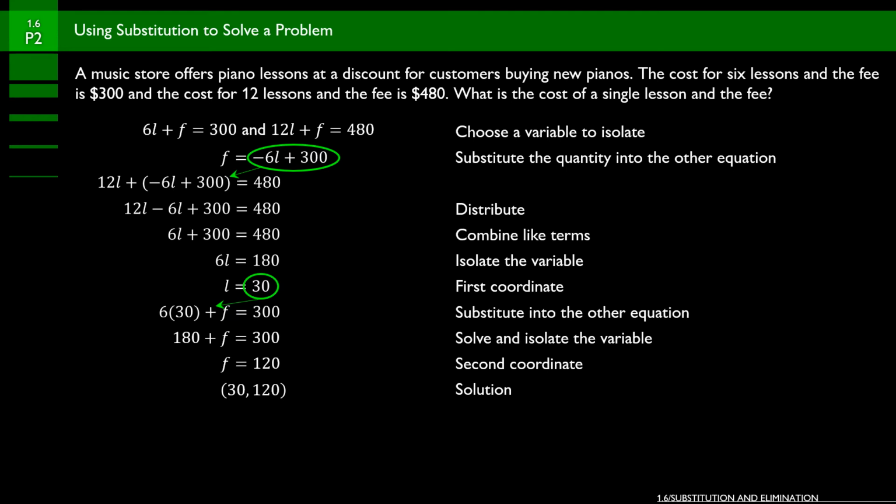Now again, what we've got to do is check our work. Plug it back into the second equation, 12 times 30, plus the fee of 120 equals 480. 12 times 30 is 360, plus 120 is 480, so 480 equals 480. We've got the correct ordered pair of 30 and 120.